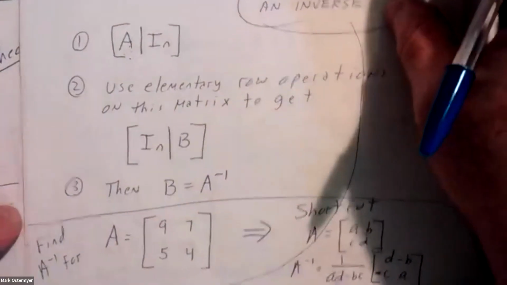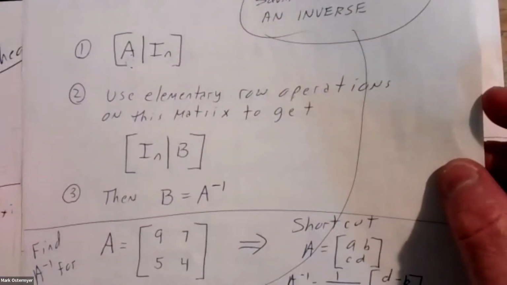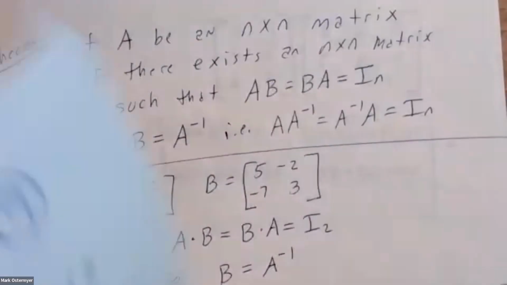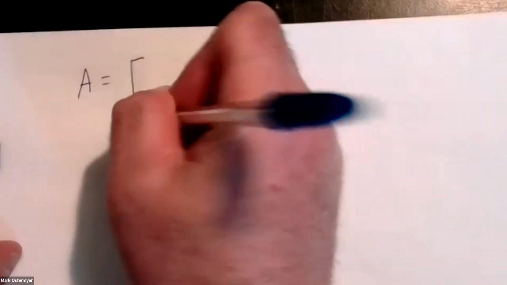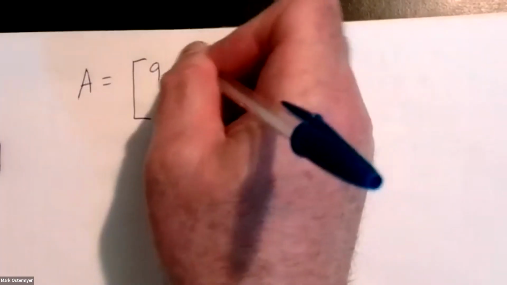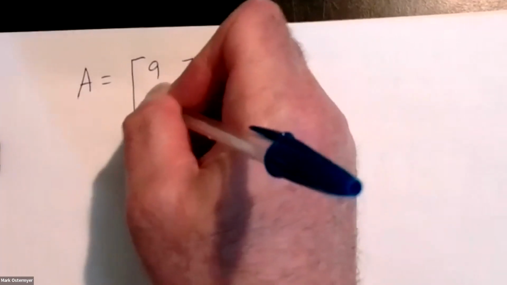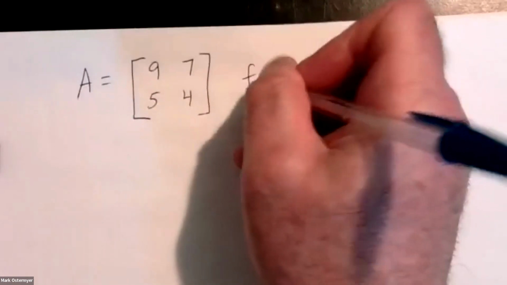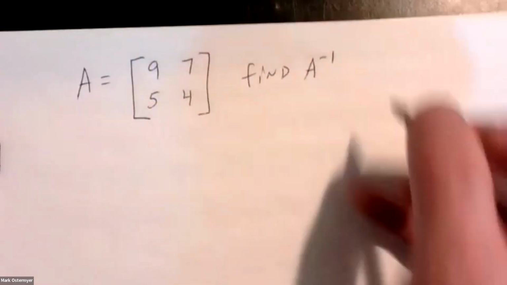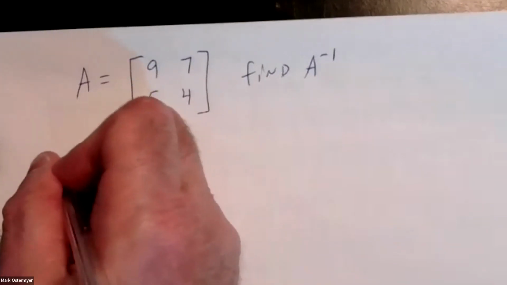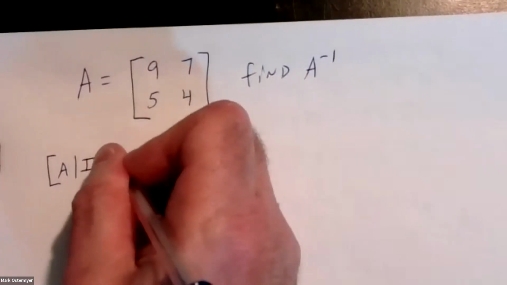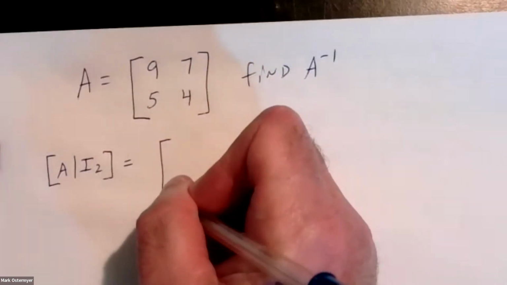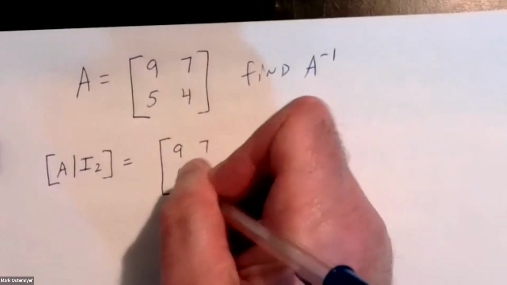And I would like to demonstrate one here, how we can find the inverse of a matrix manually. Given matrix A here is 9, 7, 5, 4. I want to find the inverse. All right, so how do we do that? Well, first of all, we form our augmented matrix here. This is a 2x2 matrix, so our augmented matrix is going to be this right here.